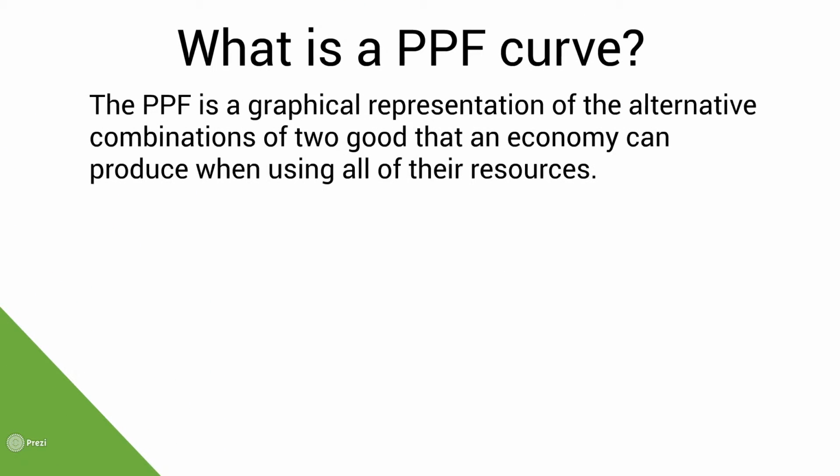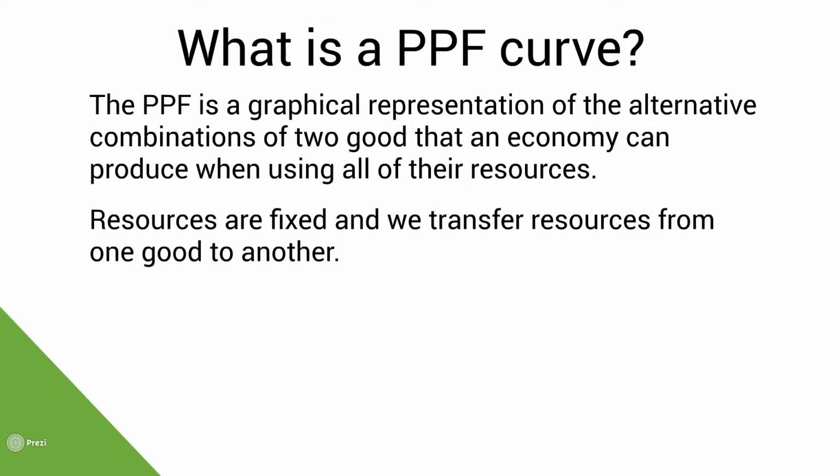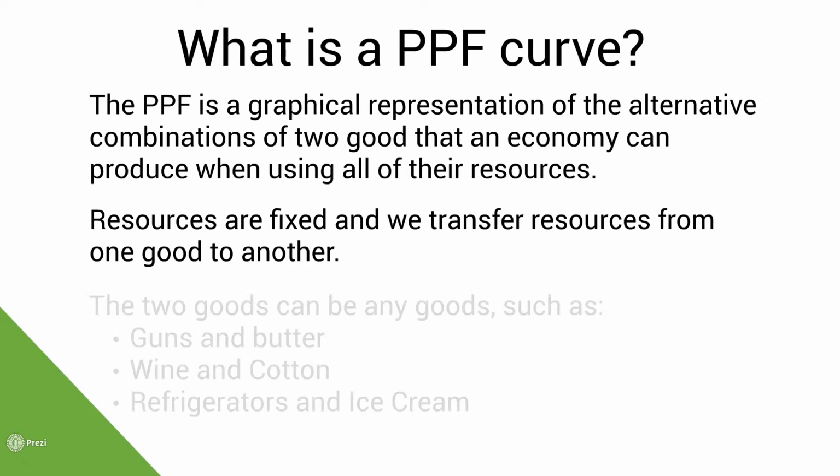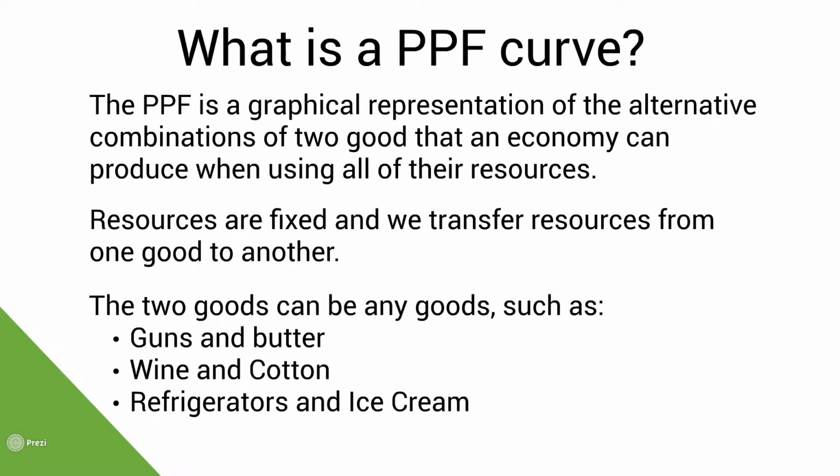So let's look at what the PPF curve is. The PPF curve is a graphical representation of the alternative combinations of two goods that an economy can produce when using all of their resources. The PPF curve only looks at two goods, and these two goods can be any goods, such as guns and butter, wine and cotton, refrigerators and ice cream, or any others.